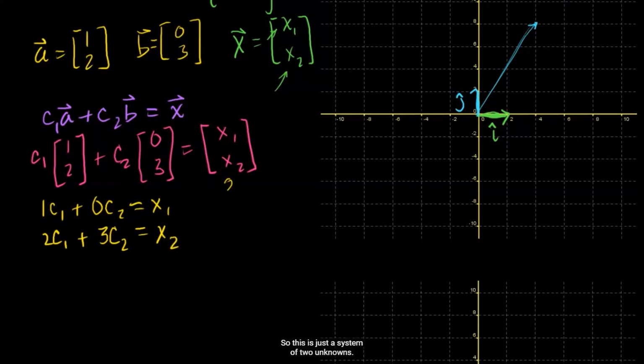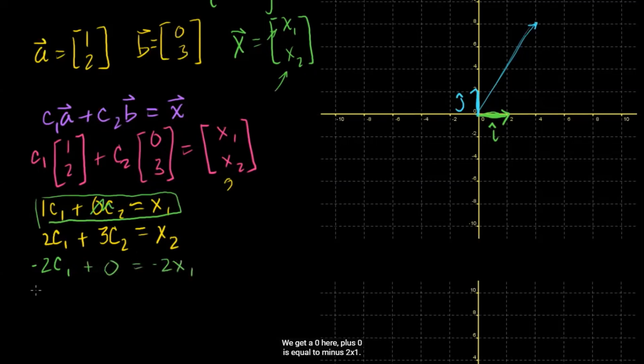So this is just a system of two unknowns. The 0, we can ignore it. So let's multiply this equation up here by minus 2. Minus 2 C1, I'm just multiplying this times minus 2. Get a 0 here, plus 0 is equal to minus 2 x1.